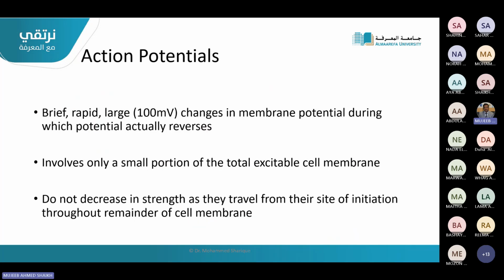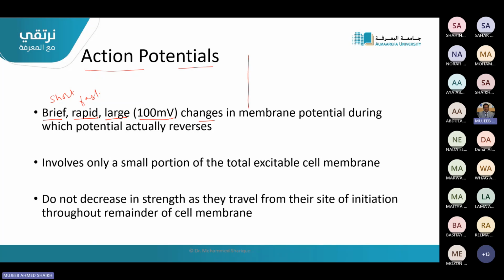Now coming to the second part of the lecture, that is action potential. Up till now, we have seen only a small change in the membrane potential, which is called graded potential. What is meant by action potential? It is brief, very short, but rapid, very fast, and large, almost a 10-100 millivolt change in the membrane potential is called an action potential.